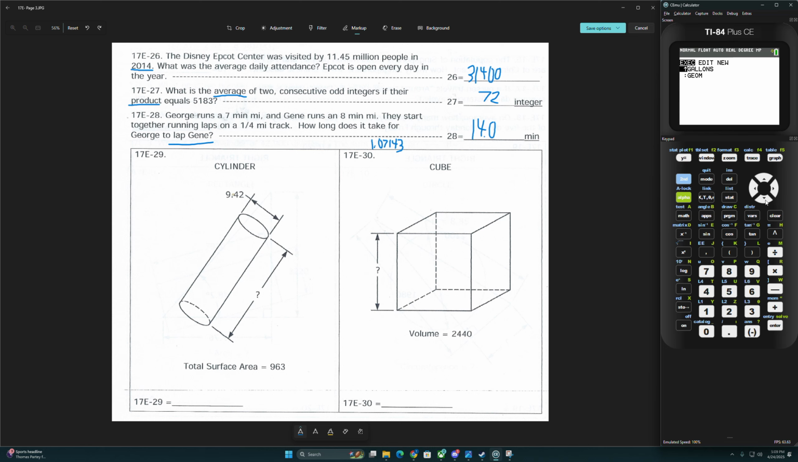Geomfig. This thing is loaded up with a lot more programs than mine, so it's a little bit slower. Cylinder, and we're given the radius, and we're given the surface area. Radius is 9.42 divided by 2, and the total surface area is 963. Plug that in, height of 27.8.